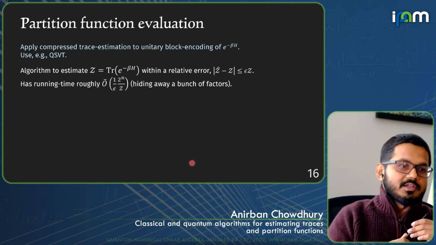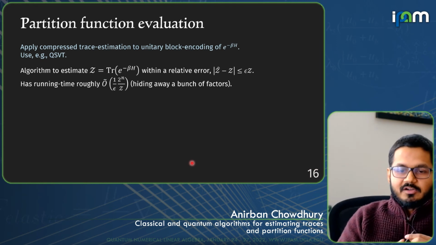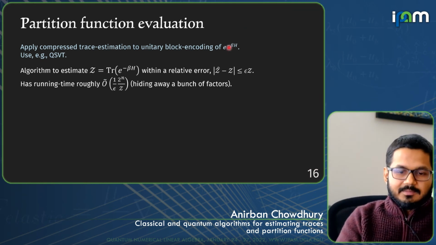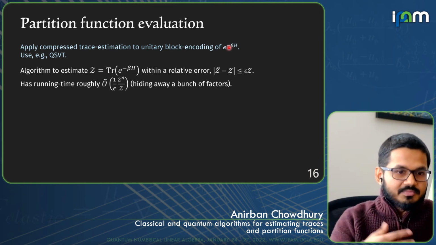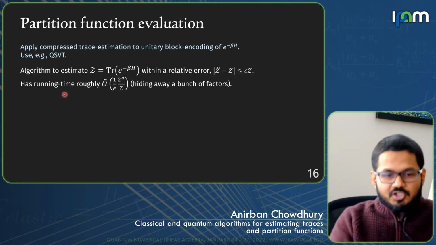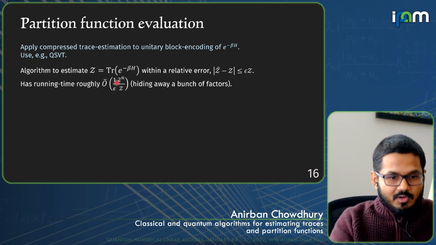And again, you can use these block encoding ideas I talked about, which is you come up with a block encoding of e to the minus beta H and use all of these gadgets I introduced, the purification trick, the Clifford compressed purification trick. And you can show that the algorithm you get by following this kind of outline has running time 1 over epsilon times 2 raised to n over z.